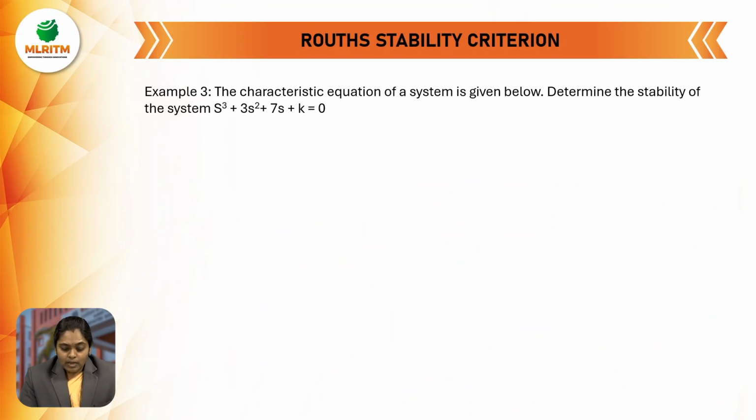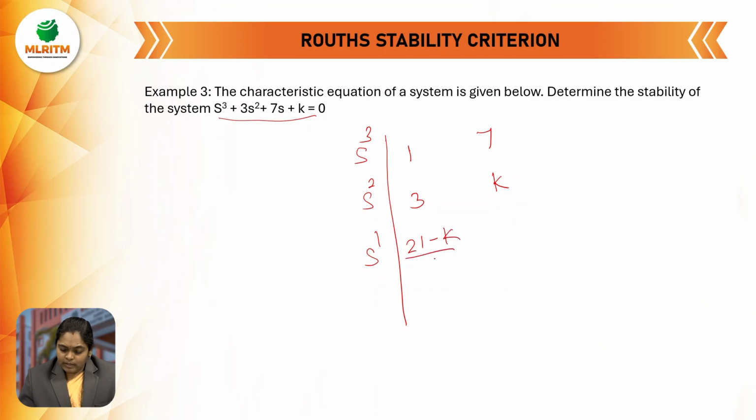Similarly, if you observe here, the only change between these two cases is that previously you don't have any unknown value. Here you are having an unknown value. So in order to write down this unknown value, s cube is 1, s square is 3, 7, k. The unknown parameter can be written the same way. So this can be written as 21 minus k by 3 and this is 0. S power 0 is 21 minus k by 3 into k by this. So I'll be getting only k.